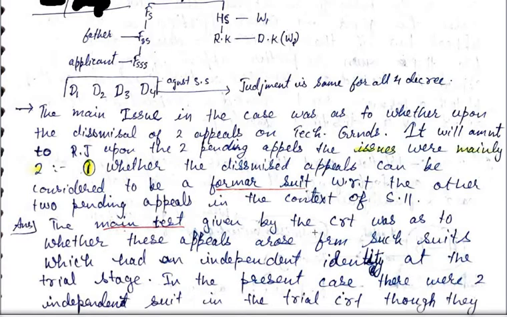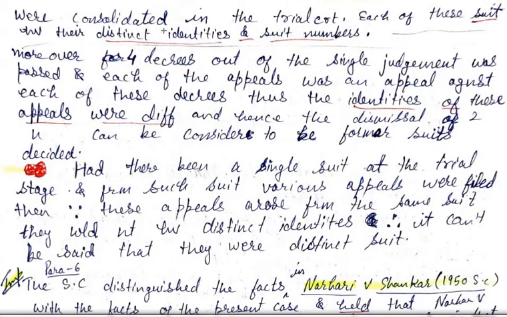The main test given by the court was whether these appeals arose from such suits which had an independent identity at the trial stage. In the present case, there were independent suits in the trial court, though they were all consolidated in a single trial. Each of these suits had their distinct identities and suit numbers.